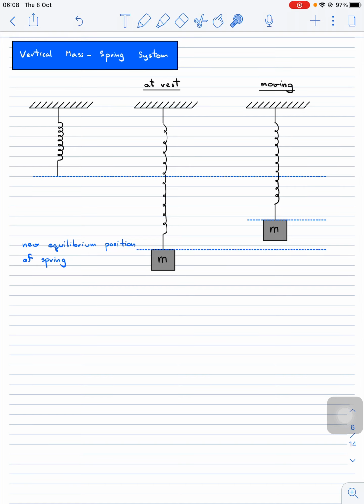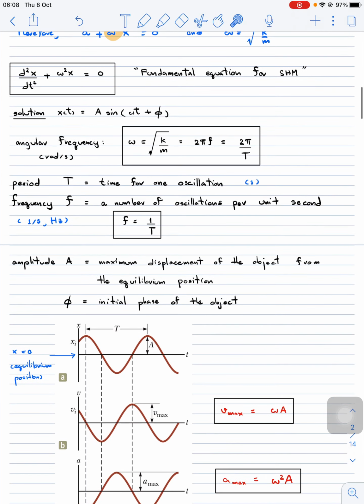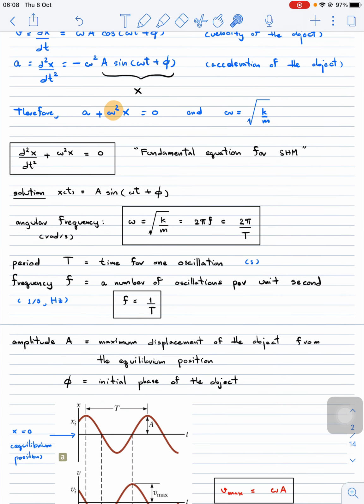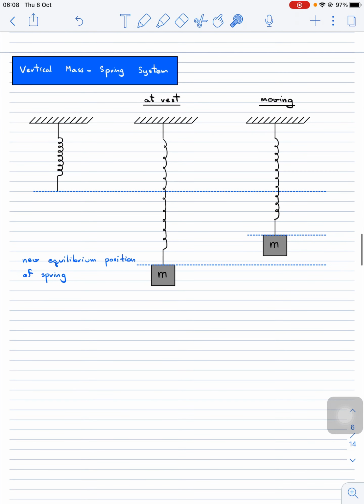As you remember, when we talk about the horizontal spring mass system, the angular frequency is just equal to the square root of k over m, right? It doesn't depend on the gravity. But then, how about this structure? Will the angular frequency depend on the gravity or not? So let's explore this in this topic.